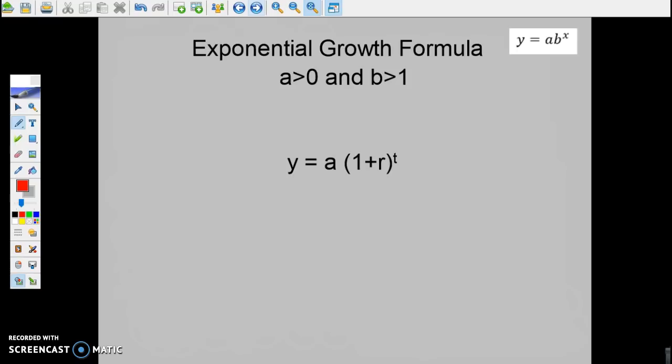And in part 2, I will show you how you use the growth formula to calculate how much money you would have after a specific amount of time. So come back for part 2.